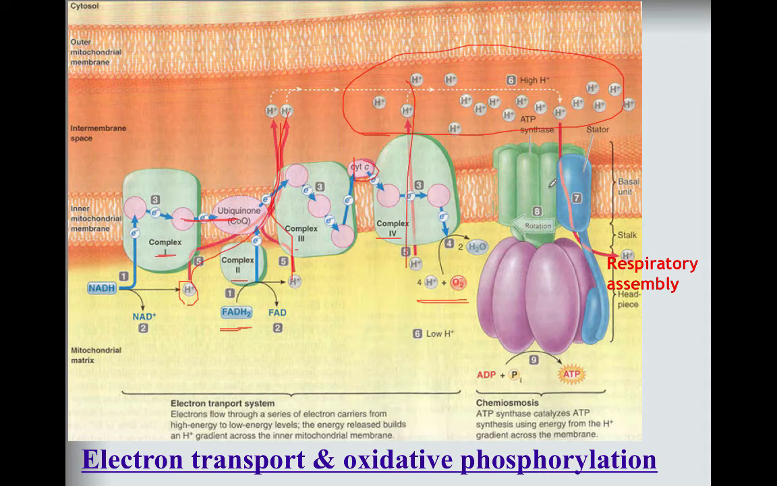Now, that proton gradient is very useful because as the protons fall down the proton gradient, we direct them through the respiratory assembly, and we use that to do chemical work. We do the chemical work of phosphorylating ADP to ATP. And again, don't forget that the enzyme that allows this to happen is ATP synthase.